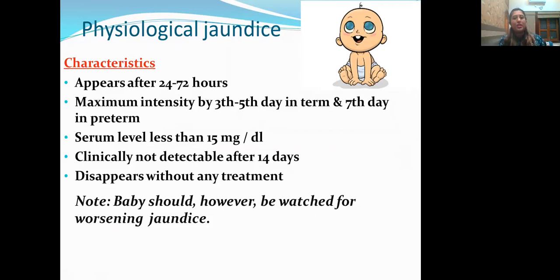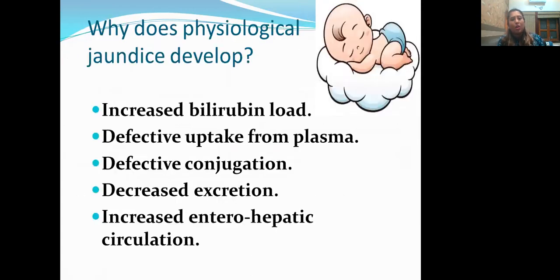And physiological jaundice subsides by 14 days. It's not clinically detectable after 14 days, and it also disappears without any treatment usually. However, in certain cases where it reaches around 18 to 20 mg per deciliter, phototherapy might be required. And once a baby has developed jaundice, we have to continuously monitor the baby in order to watch for worsening jaundice. So why does physiological jaundice develop?